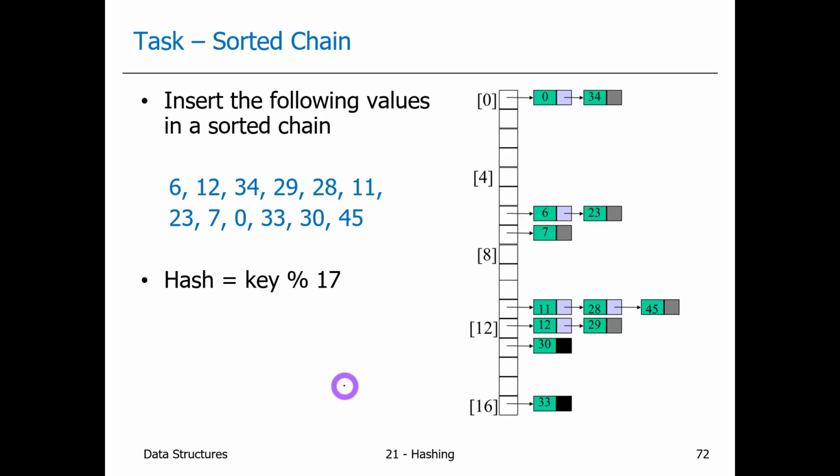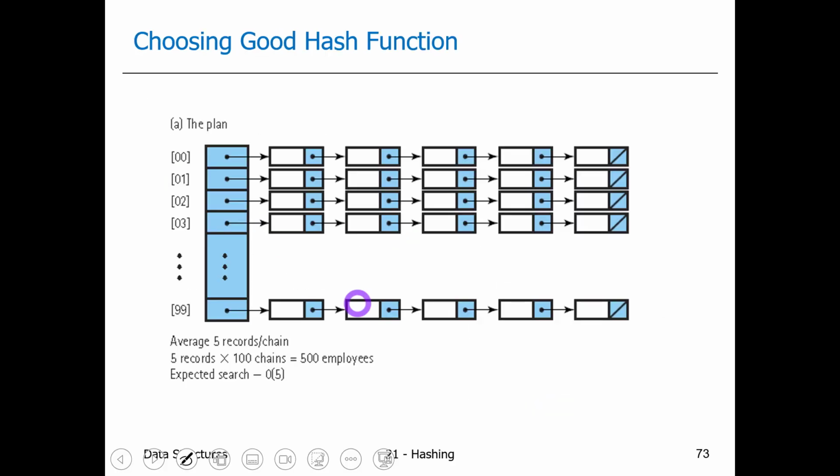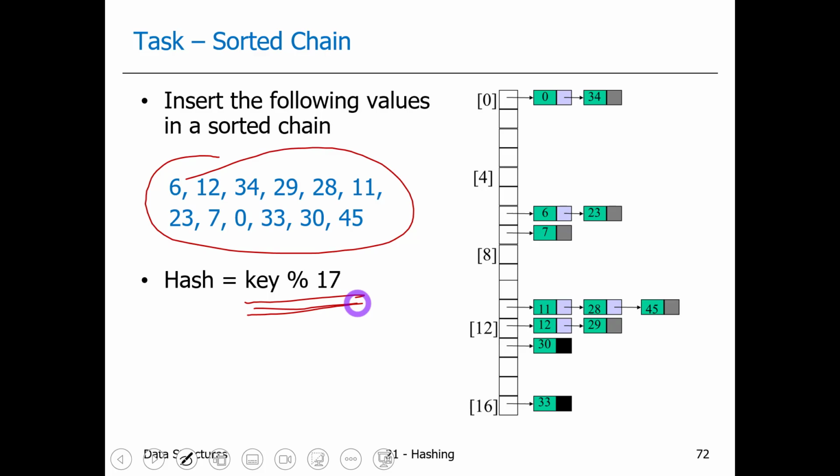So first of all, let's take a numerical example. Let's say we have to insert all of these values in the linked list, and our hash function is key mod 17, starting with 6. So 6 mod 17 will give you 6, right? The answer is 6. So this is the hash location. You will just simply put 6 over here.